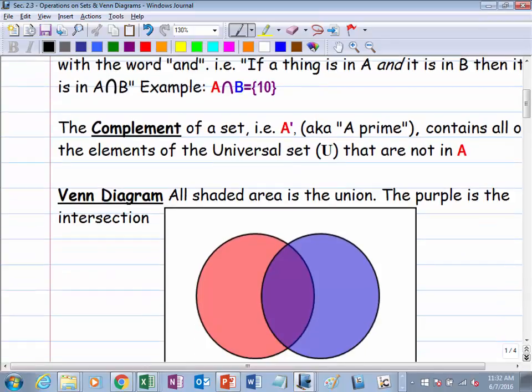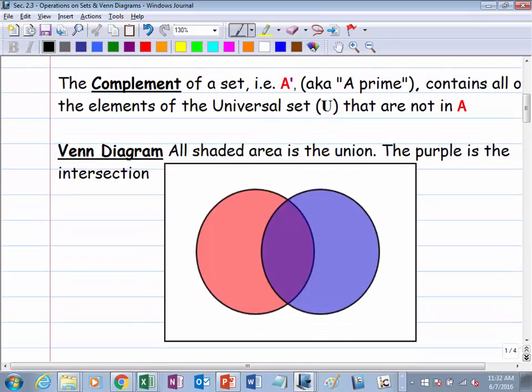So a great visual tool that we can use for all of these things is a Venn diagram. So let's say that this circle over here represents set A, and this circle over here represents set B, and the big rectangle represents the universal set. So the purple section where they overlap represents the intersection. And then the entire shaded area, all of this, represents the union.